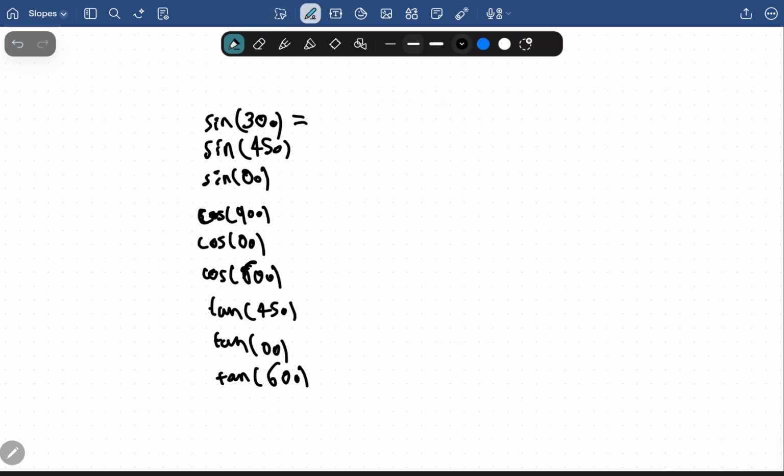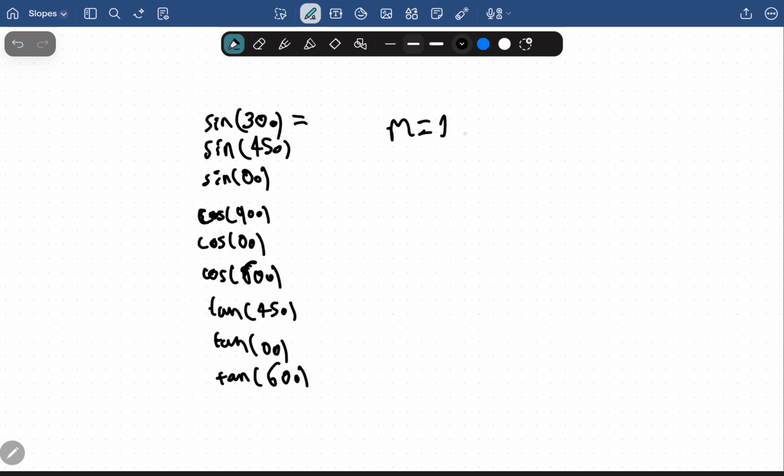But anyway, sine 30 degrees. If you already know it, then do it now. And if you just want to see the answer, just see it, okay? Sine 30 degrees. I don't have to draw the slopes, so we can just write this.